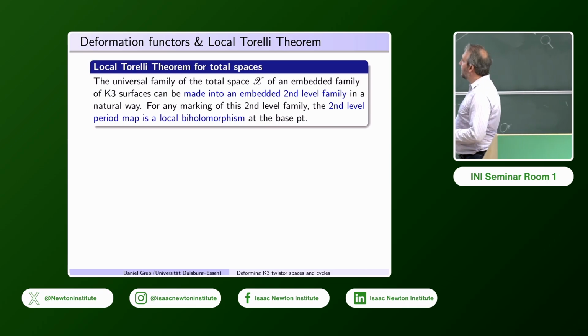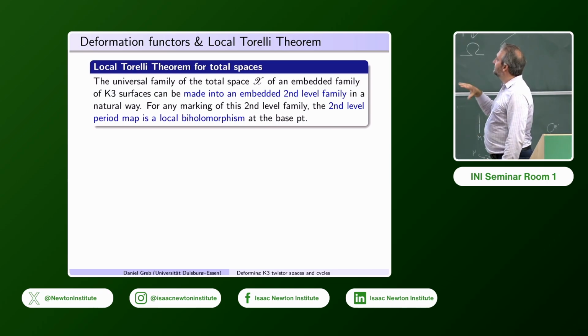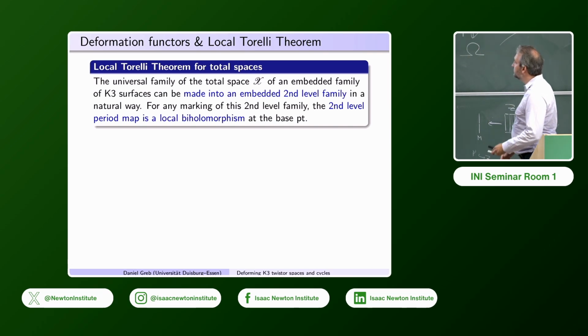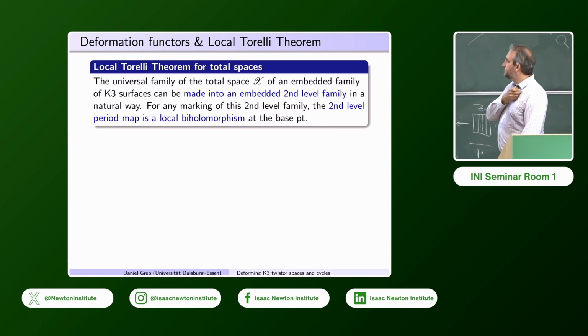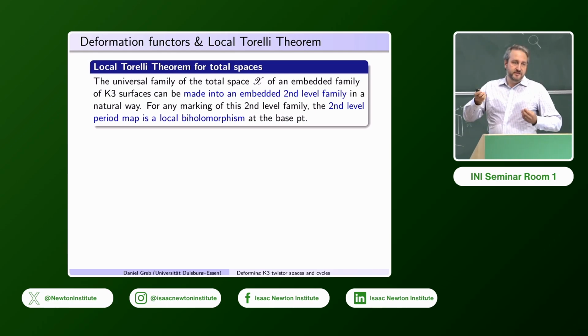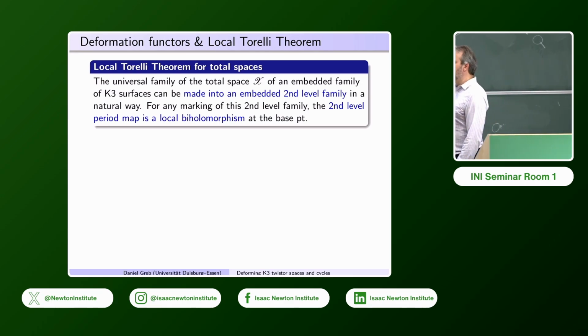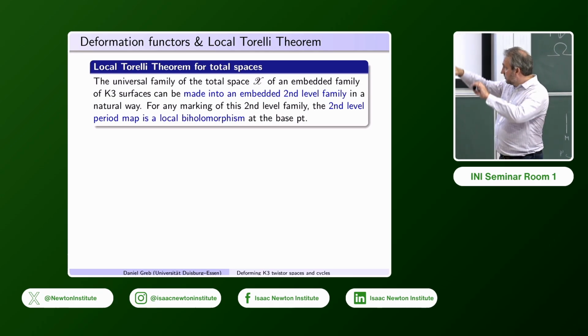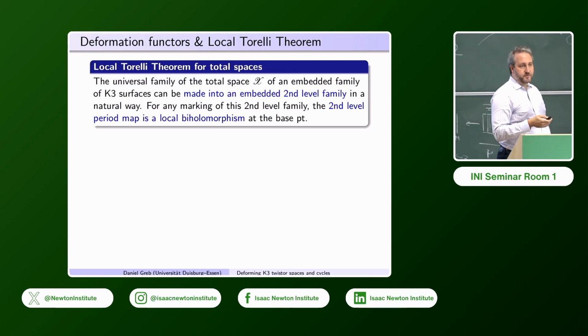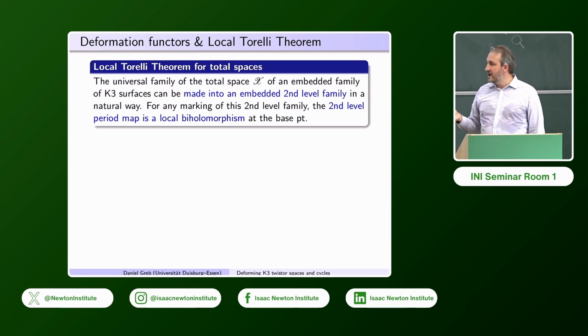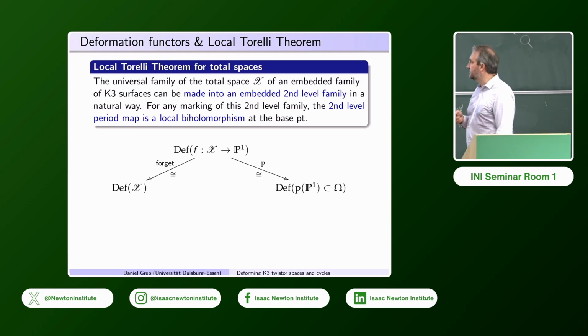And actually, if you carry this along, then this second level period map from the base of the universal deformation to the Kodaira moduli space is a local biholomorphism, which means that the deformation space of the total space, which is 57 dimensional, is locally isomorphic to the Kodaira moduli space, which was also 57 dimensional. And this is how you prove that the deformation theory of the total space of the twistor family is actually unobstructed, because the deformation functor of such maps is unobstructed. Yeah, so that's the technical definition.